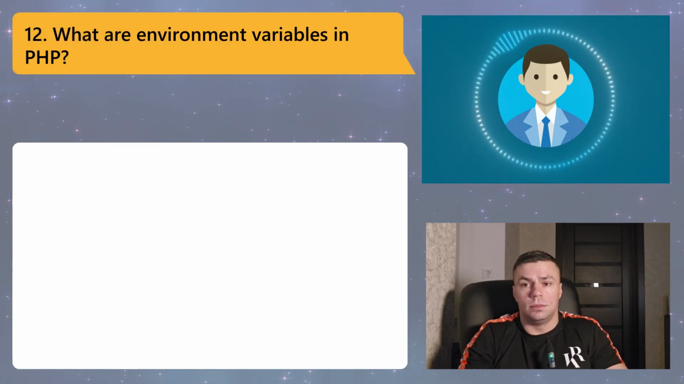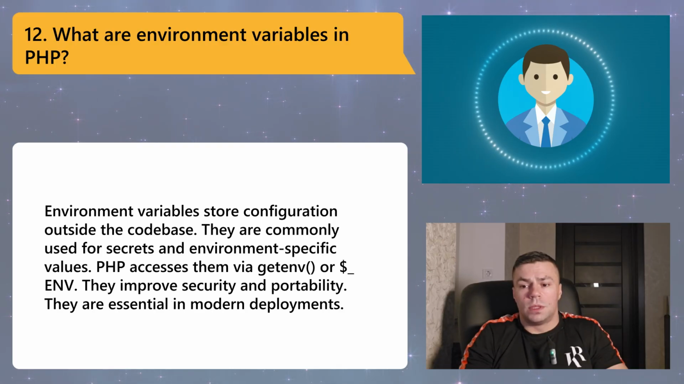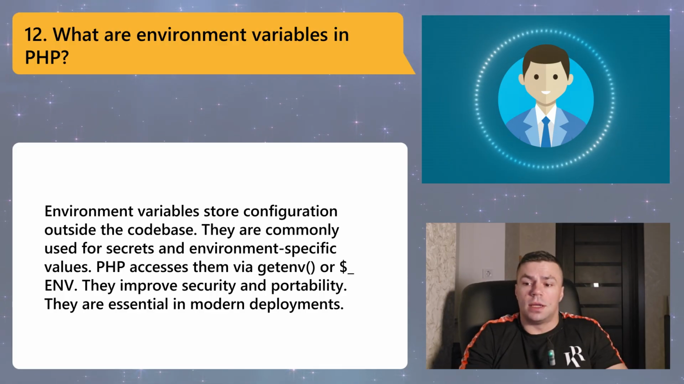What are environment variables in PHP? Environment variables store configuration outside the codebase. They are commonly used for secrets and environment-specific values. PHP accesses them via getenv or the $_ENV variable. They improve security and portability. They are essential in modern deployments.